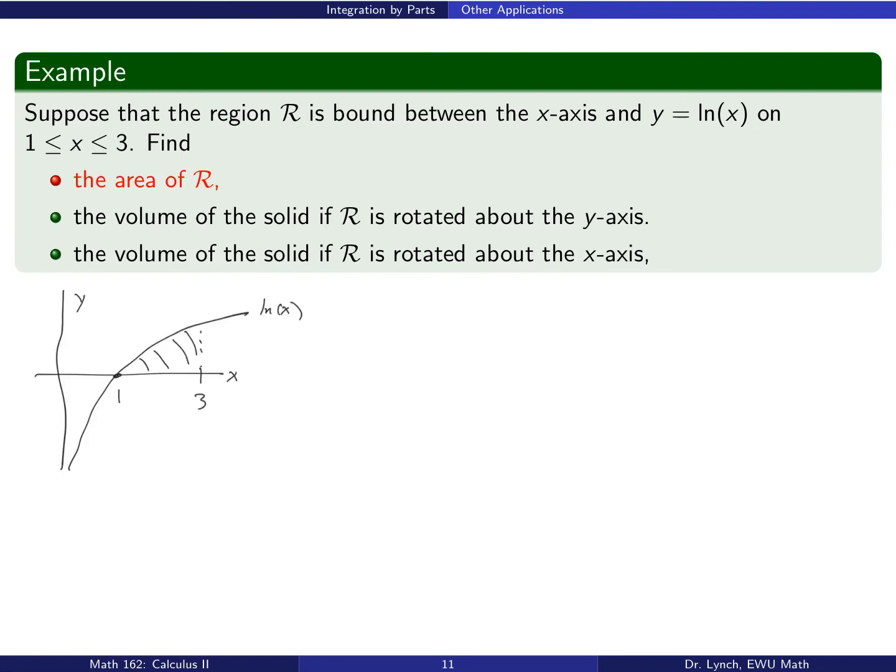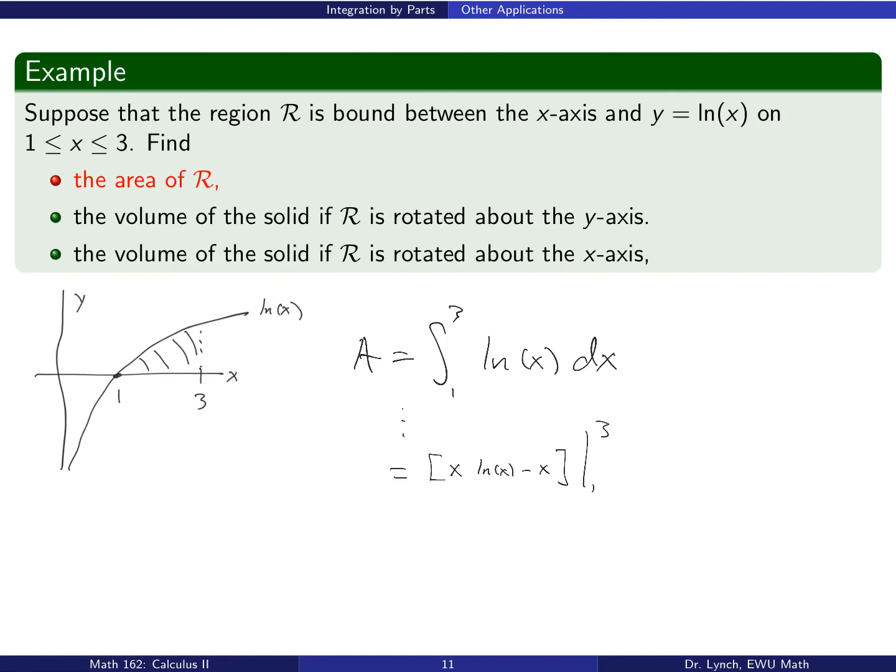So here's a natural log function against x, as x ranges from, I guess here we've gone x greater than 0, and the region between 1 and 3 is the region shown. So we can see that the area of this region R is just an integral from 1 to 3 of the natural log x dx.